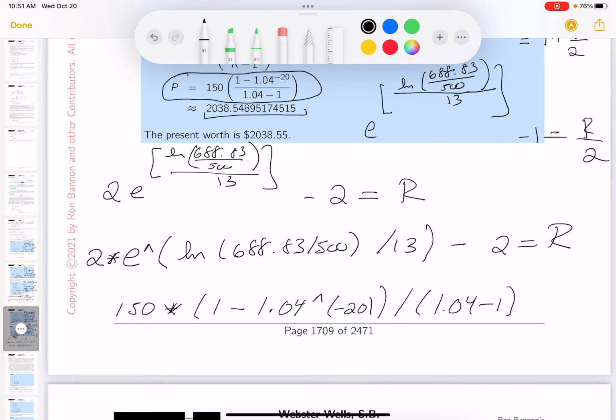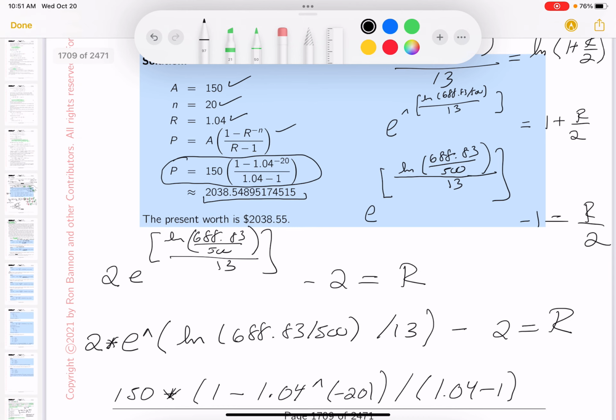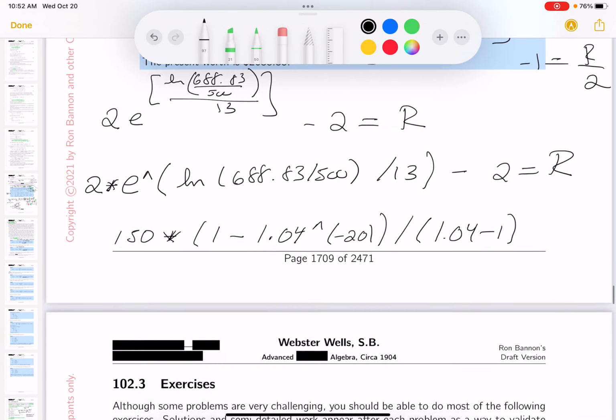Now, someone says, what is that number? It's a money number, so you round it off properly. You notice I put over here 2,038.55, not 54. Why 55? Look at the number after the 4. It's 8, so round up. Okay? Now that would be the correct answer.